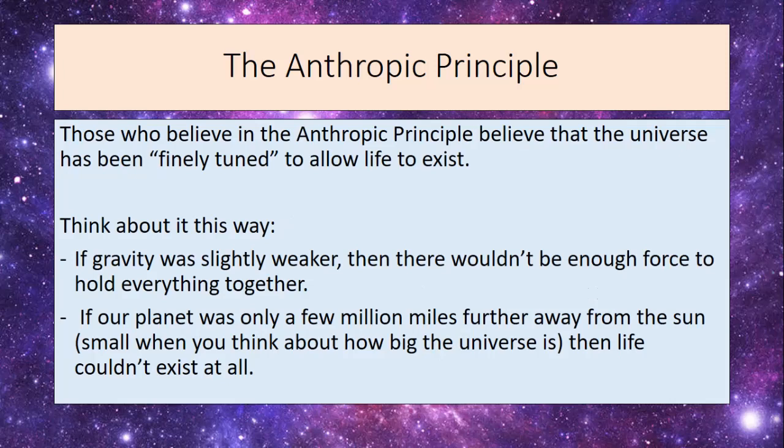However, I'm going to explain it to you. So those who believe in the anthropic principle believe that the universe has been finely tuned to allow life to exist. So think about it this way. If gravity was slightly weaker, then there wouldn't be enough force to hold everything together. If there's not enough force to hold everything together, then there can be no life that we know of. If our planet was only a few million miles further away from the sun, which is small when you think about how big the universe is, then life couldn't exist at all because it'd be too cold. On the other hand, if we were a few million miles closer, it's possible that it'd be too hot. So what we'd have is a planet that couldn't support life. We just happen to be in the right region of our solar system to allow life to happen as we know it.